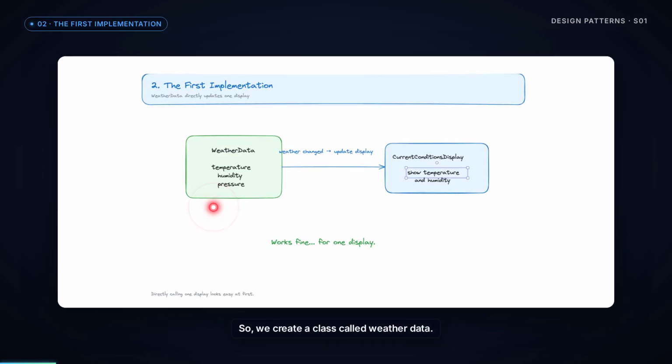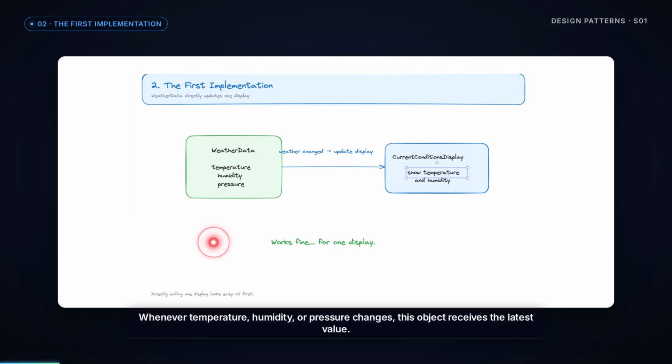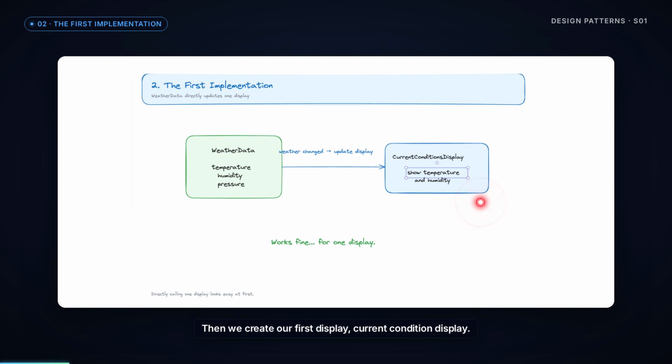So we create a class called WeatherData. Whenever temperature, humidity, or pressure changes, this object receives the latest value. Then we create our first display, the current condition display. And the easiest thing to do is just call the display directly from WeatherData. Something like: on weather change, update the current display.